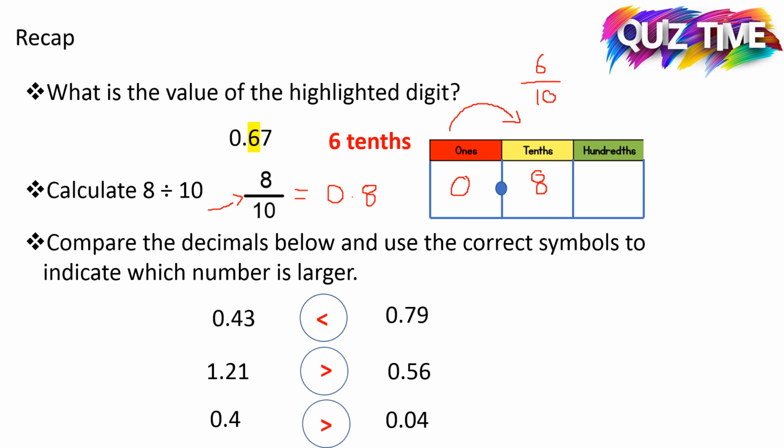Comparing the decimals now, 0.79 is greater than 0.43. So you look at the ones column, they're both 0, so you have to go to the tenths column, and 7/10 is greater than 4/10. The second one, 1.21 is greater than 0.56 because you look at the ones column and there's 1 over here, so you don't even need to look at the rest. You'll automatically know that's greater.